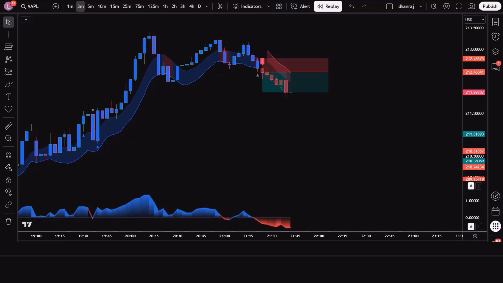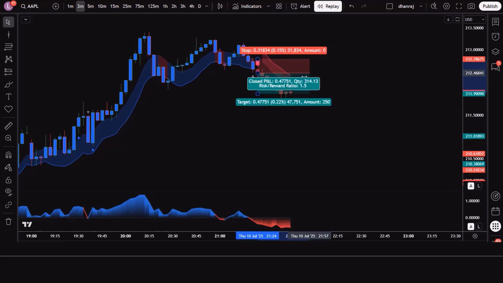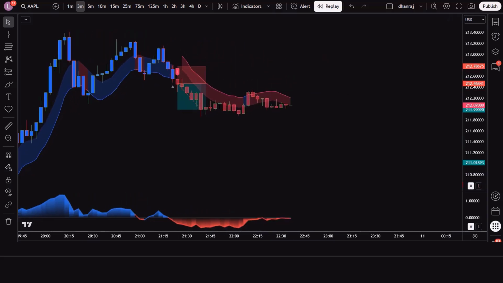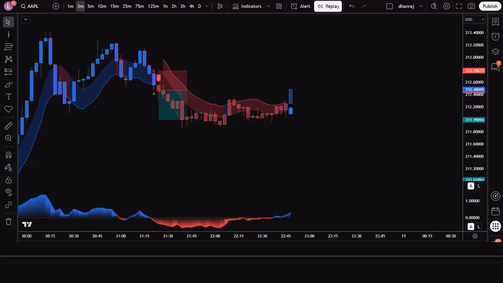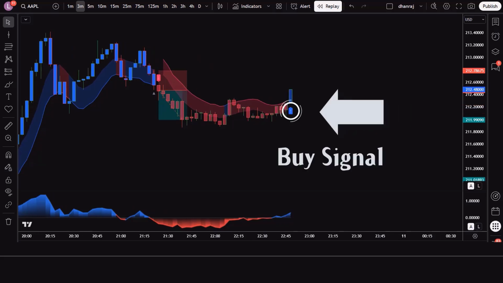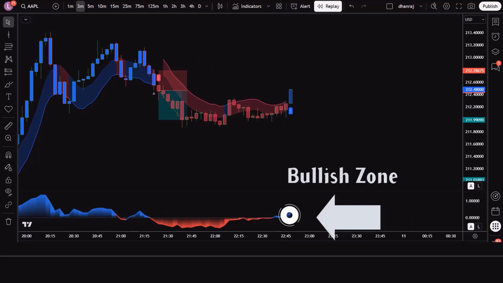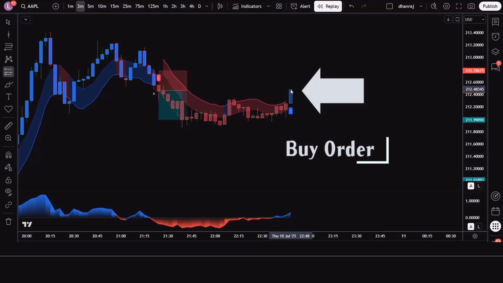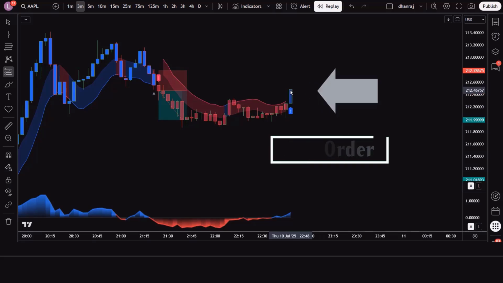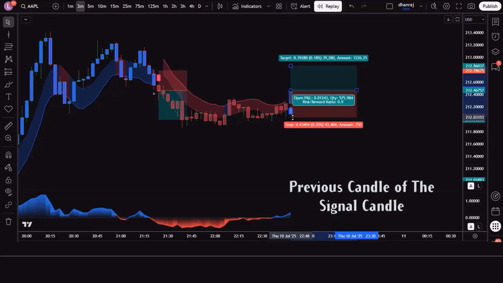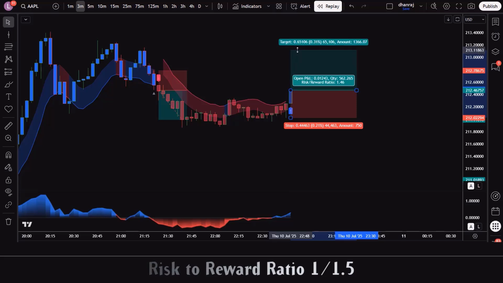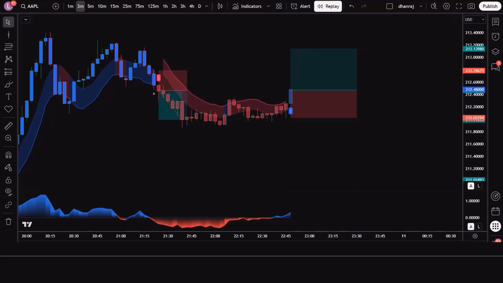We have won the trade. Let's find the next trade. We have got the signal. Here the market structure algo indicator gives us a buy signal. Here the chandelier exit oscillator is in the bullish zone. Here the market has made a bullish candle to give confirmation. So all our conditions are being fulfilled, so we are placing an order to buy. Our stop loss is to be placed at the previous candle of the signal candle. And the risk to reward ratio will be 1:1.5. Let's see what happens to our trade.